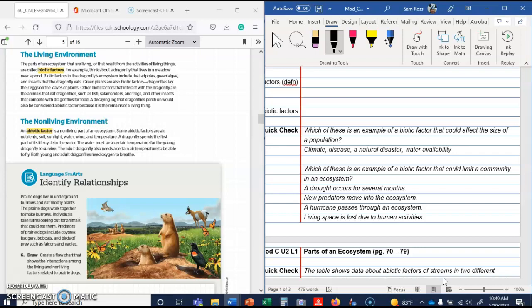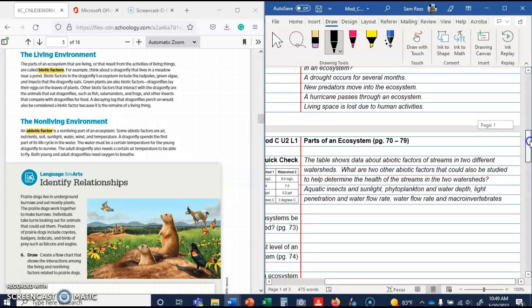And then which of these is an example of a biotic factor that could limit a community in an ecosystem? The answer is B, new predators move into the ecosystem. That's a biotic factor.